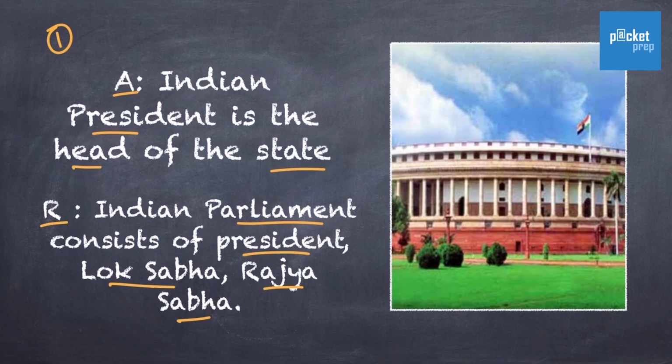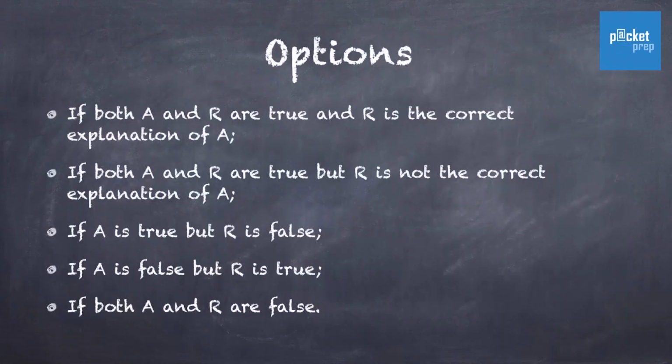Based on our knowledge, we know that president is the constitutional head, so the assertion is true. So is the reason, but in this case, the reason is not the correct explanation for the assertion. They are two independent events. So if both A and R are true, but R is not the correct explanation of A, we have to pick option B, that is the second option.